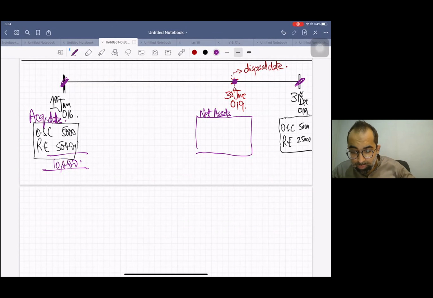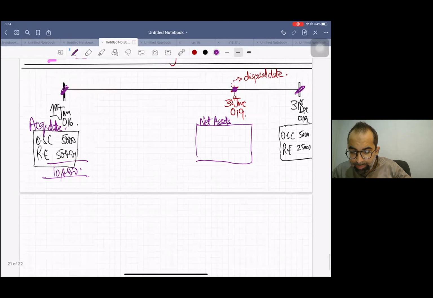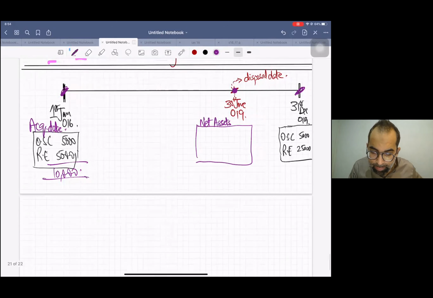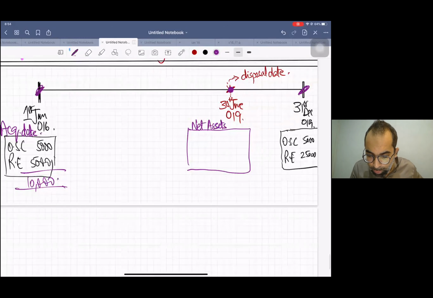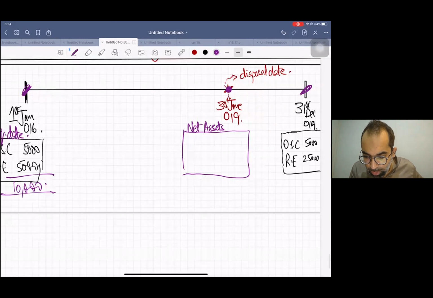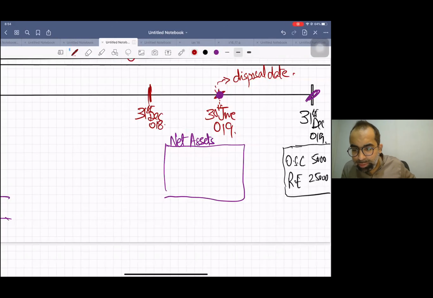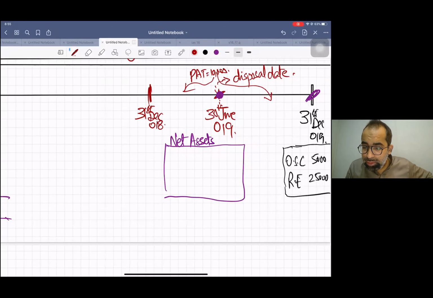Okay, so look at here. For example, examiner has given you the profit after tax, the PAT, of last year. The PAT for the last whole year is 10,000. So what you will do, you will apportion this profit. This 10,000 is the whole year profit. You apportion it with 6 upon 12, so this will be 5,000 and this will be 5,000.